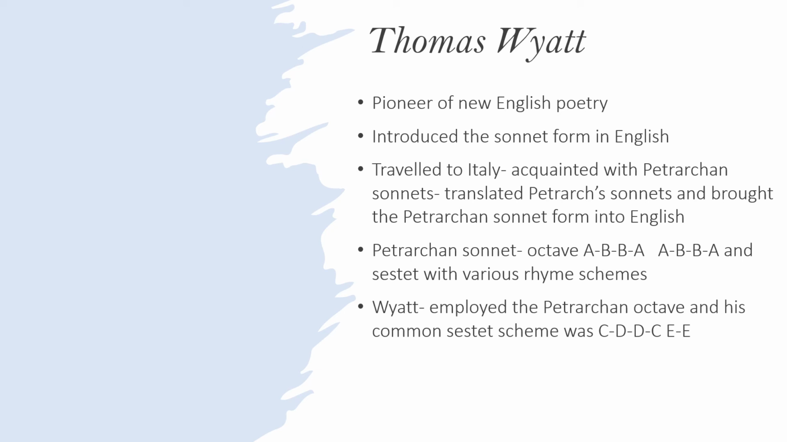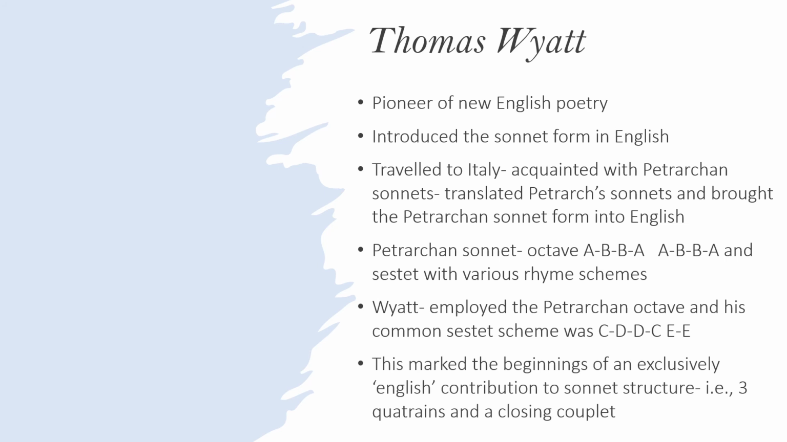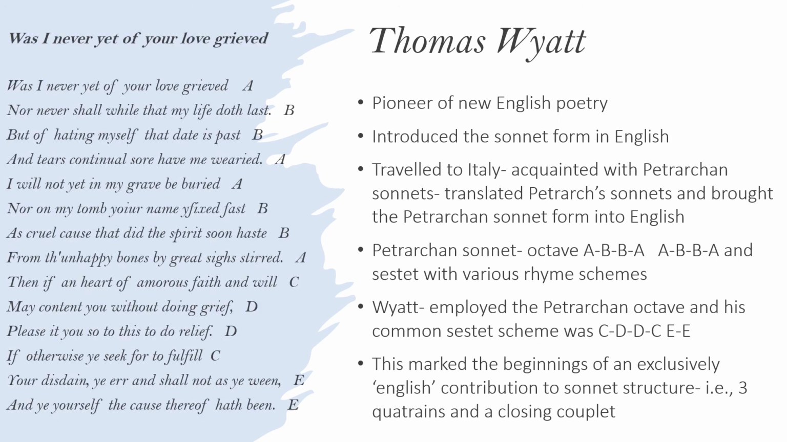But Wyatt employed the Petrarchan octave, that is ABBA, ABBA, and his common sestet scheme was CDDC, EE. This was the common sestet scheme employed by Thomas Wyatt. He employed other schemes also, but the common one was CDDC, EE. This marked the beginnings of an exclusively English contribution to the sonnet structure, that is 3 quatrains and a closing couplet. 3 quatrains means 3 stanzas of 4 lines each. Quatrain, 4 lines. 3 stanzas of 4 lines each and a closing couplet. Couplet, 2 lines. I've given a poem here by Thomas Wyatt with the rhyme scheme ABBA, ABBA, CDDC, EE.